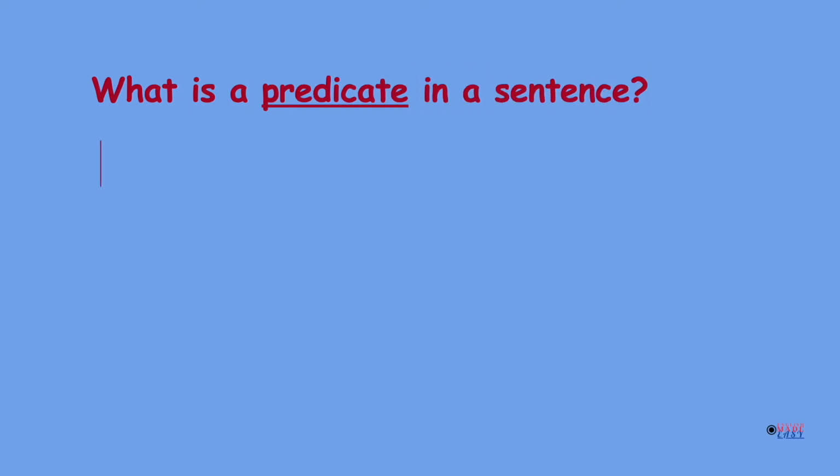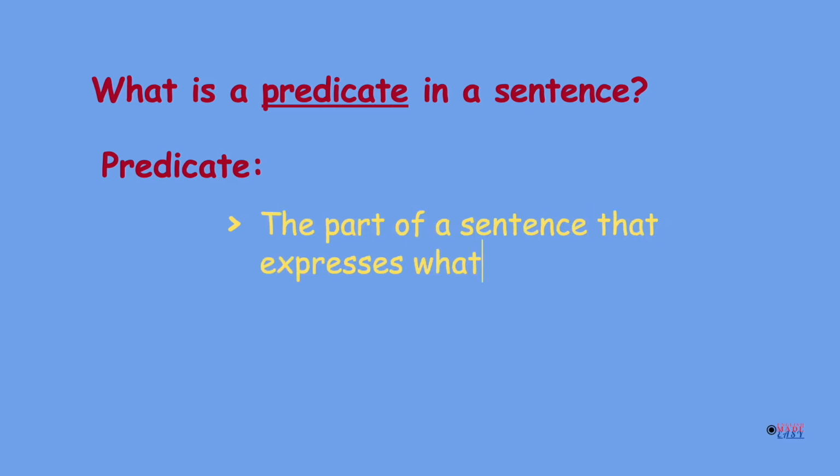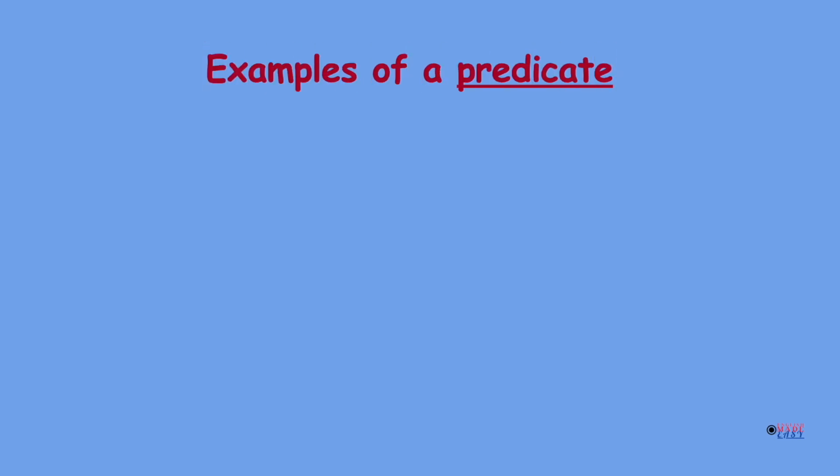Now that we're done defining what a subject in a sentence is, it's time to take a look at predicate and learn how to identify it. Now, predicate is defined as the part of a sentence that expresses what is said about the subject. Let's take a good look at these examples.